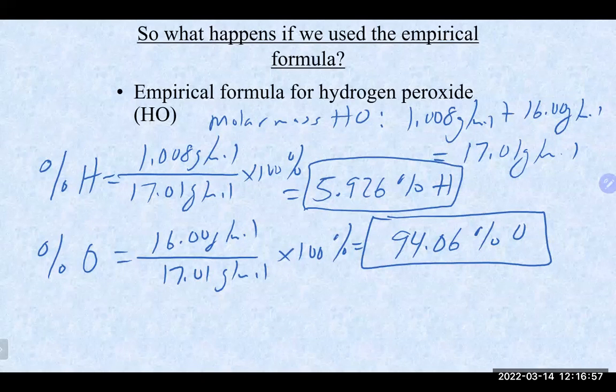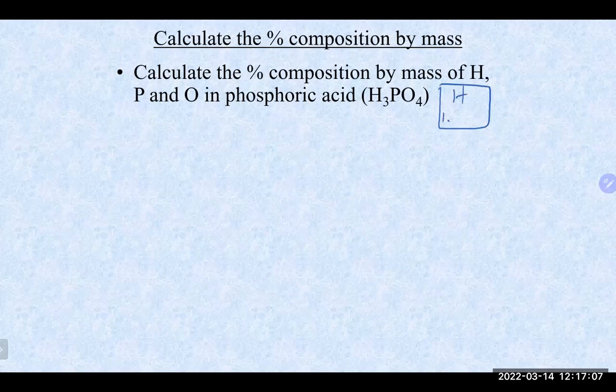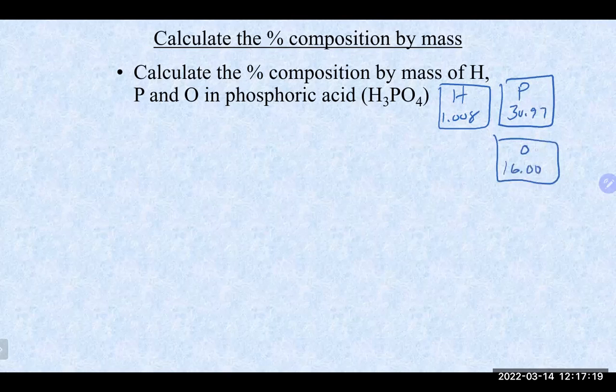Okay, so why don't you try one here? What is the percent composition of hydrogen, phosphorus, and oxygen in phosphoric acid? Hydrogen is 1.008. Phosphorus is 30.97, and oxygen is 16. All right, so see what you come up with.